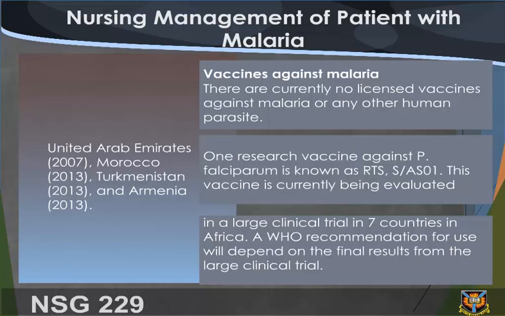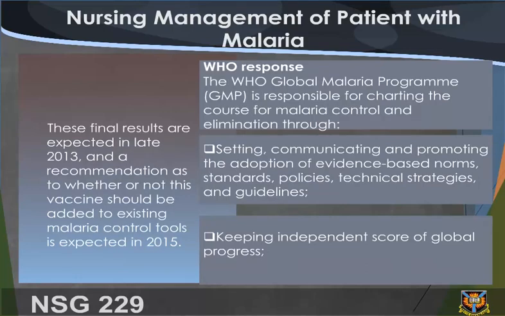A WHO recommendation for use will depend on the final results from the large clinical trial. These final results are expected in late 2013, and a recommendation as to whether or not this vaccine should be added to existing malaria control tools is expected in 2015.